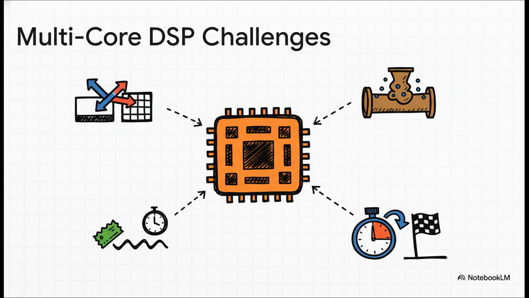So, what are these new problems? Think of it like a team of cooks in a really busy kitchen. You need to manage the flow of ingredients, that's your data flow, with DMA controllers. You have to make sure no two cooks collide trying to use the same pan. That's avoiding memory access conflicts. And most critically, for something like real-time audio, you have to guarantee that the entire meal is ready at a precise moment. Ensuring all those parallel tasks finish on time every single time, that is the core challenge.